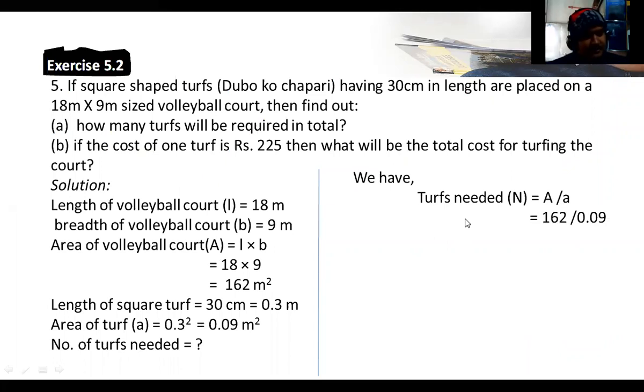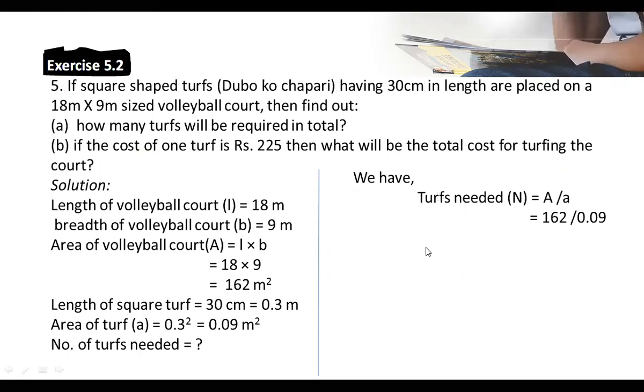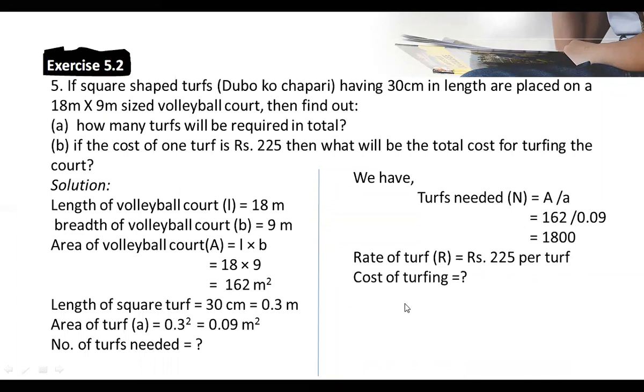So to find out the total cost, we have to multiply the number of tops by the rate. Because of that, this is different from others. The rate of top is rupees 225 per top. So the cost of turfing is equal to N into R. This formula is different from other formulas.